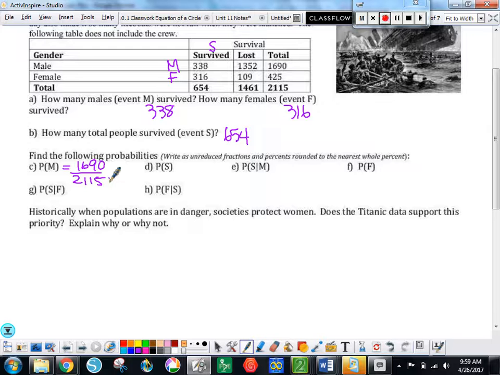Okay, what's the next one asking? Is it a marginal or a conditional? You need to remember that the conditional is a condition on it, right? Anytime there's a line, it would be a condition. Anytime there's a line, the denominator is not going to be the total. So, part D, I'm only looking at how many people survived.